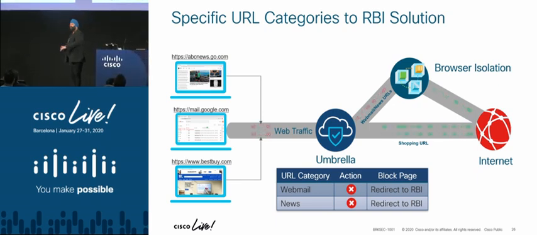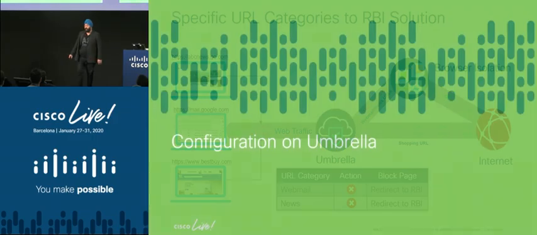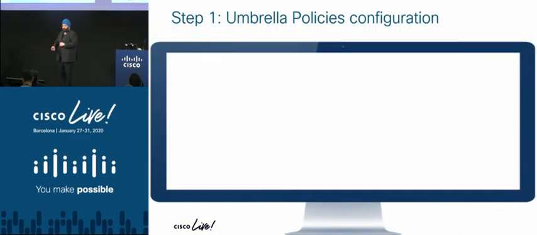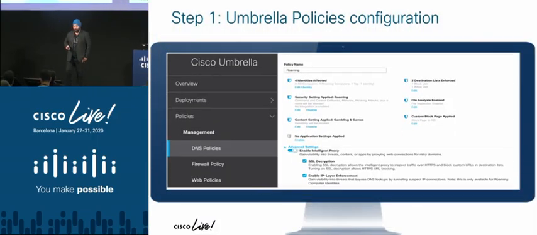In the block page itself, you would define the RBI solution. This is how the configuration looks. So let's look at the configuration. First, in the DNS policies itself, when you define this, there is something we call a custom block page. That's where you want to go and click.